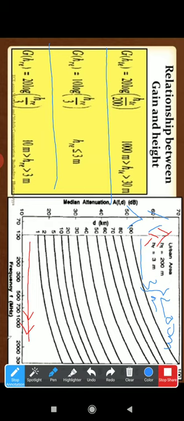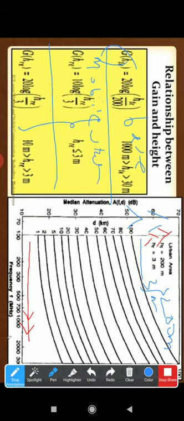This is the relationship between the gain and height. G(h_te) is the base station antenna height gain factor, equal to 20 log of h_te over 200, where the range of h_te is 30 meters to 1000 meters. Then there are the two values of gain of the antenna. G(h_re) is the mobile antenna height gain factor. This one is the base station, and this is the mobile station.